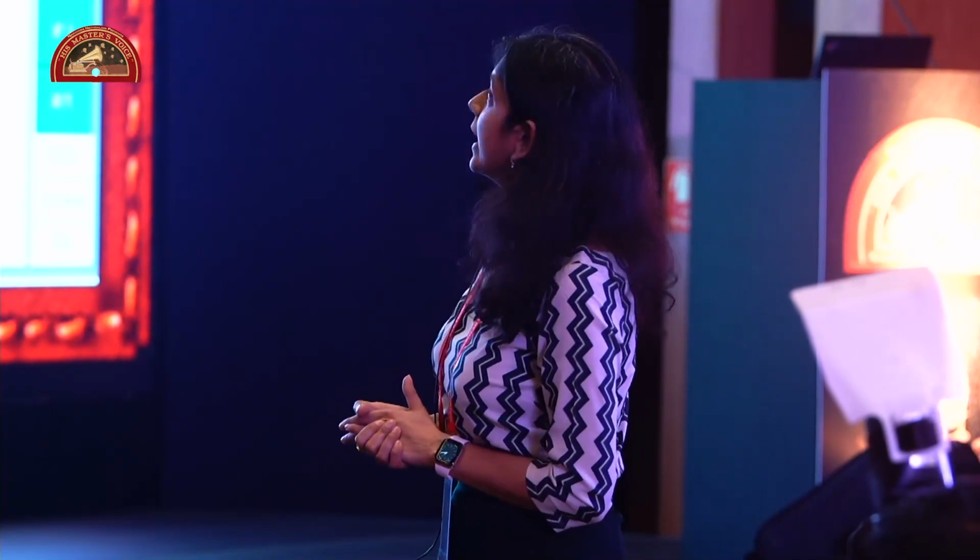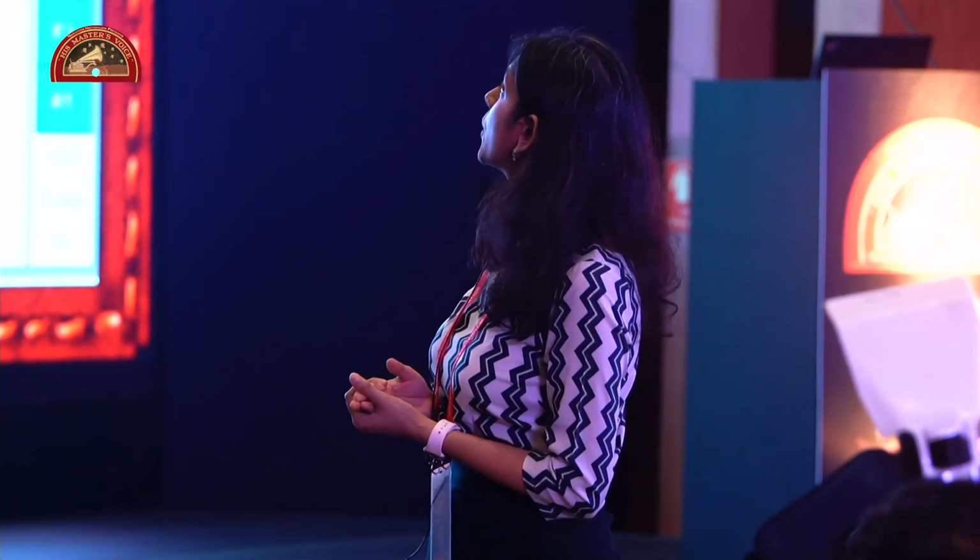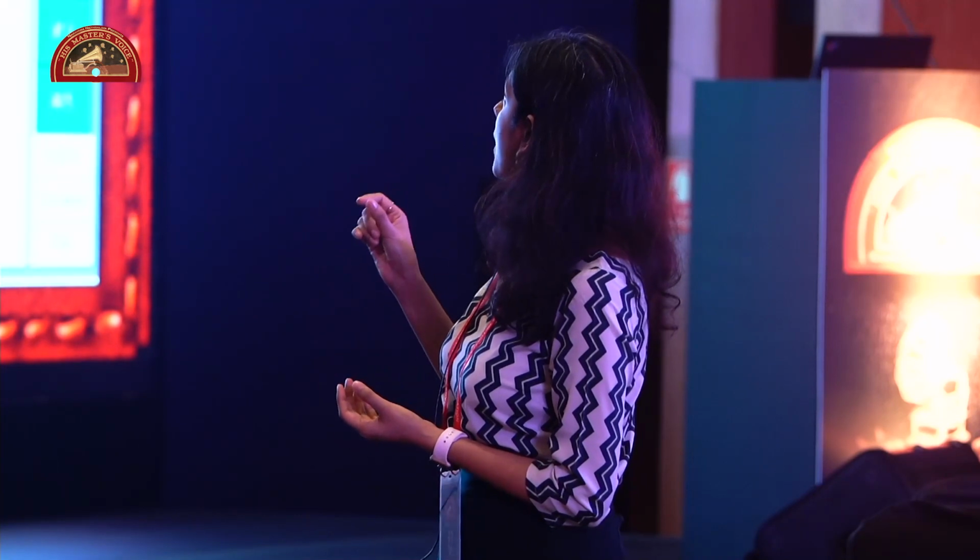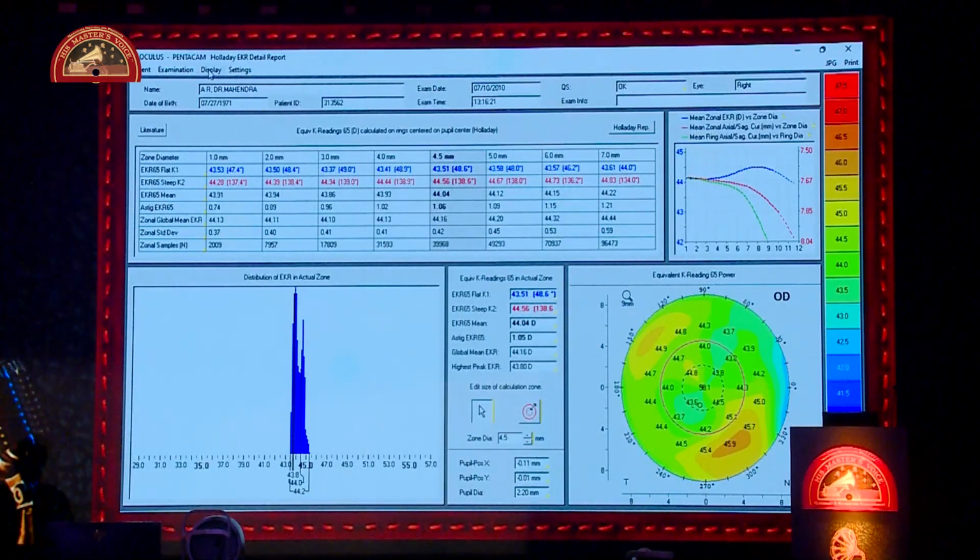Now coming on to the EKR map. This is really important to assess the regularity of the cornea. It takes into consideration both the anterior surface as well as the posterior surface of the cornea, and it is measured considering the true indices of the cornea. So in this equivalent K reading map, we will see the amount of cylindrical power at all the zones: 1 mm, 2 mm, 3 mm, 4 and 4.5 mm. The variation in cylindrical power is within the range of 1 diopter, and also the axis in all the 4 zones is less than 10 degrees. And the second part of the EKR report is the distribution of the EKR in the actual zone, which is the selected zone of 4.5 mm.